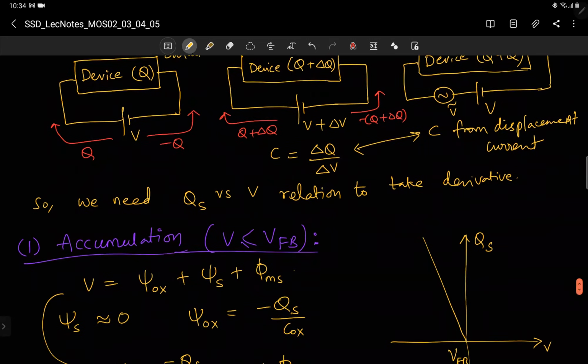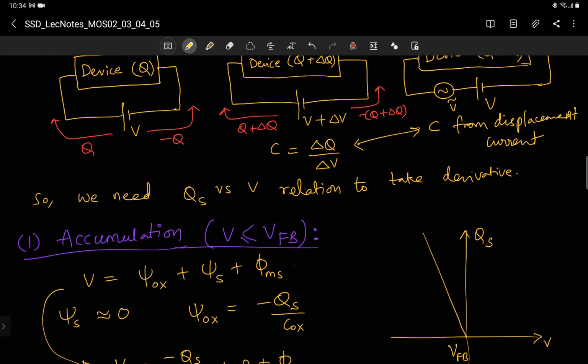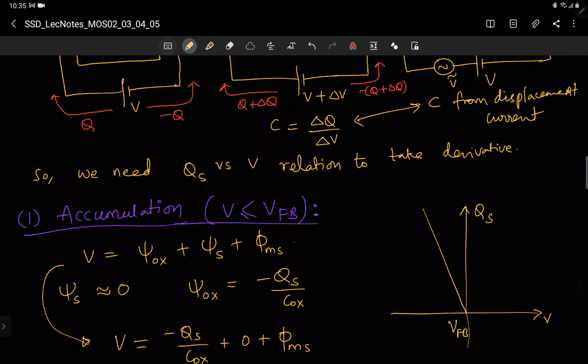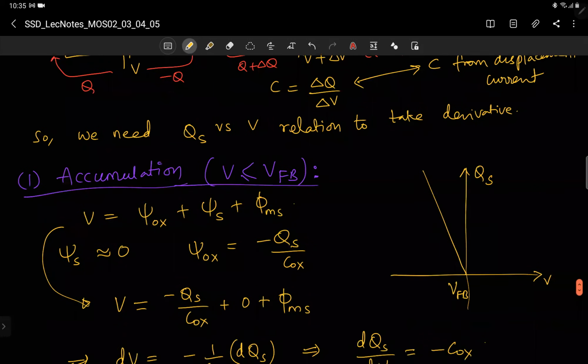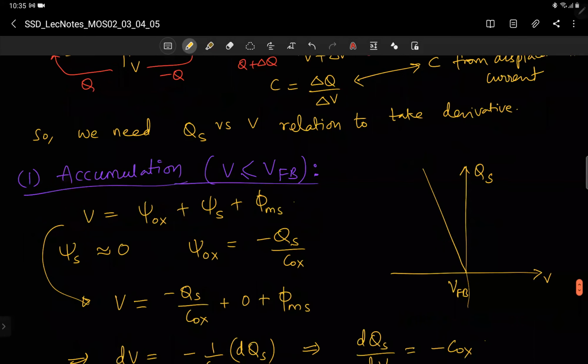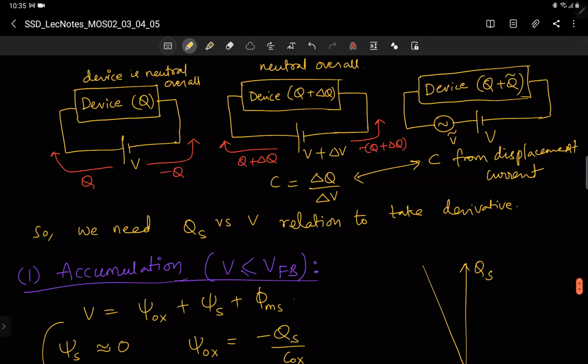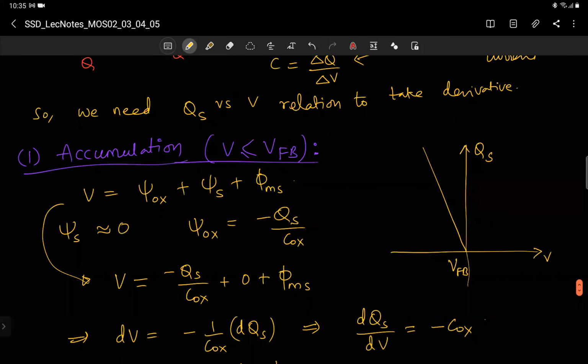But why are we interested in this? Just to give you motivation, I have talked about it. Now that we know Qs versus V, we should find the derivative and say that that is the capacitance, and that capacitance can be used in your circuit when you want to analyze a circuit. That is why we are interested in capacitance.